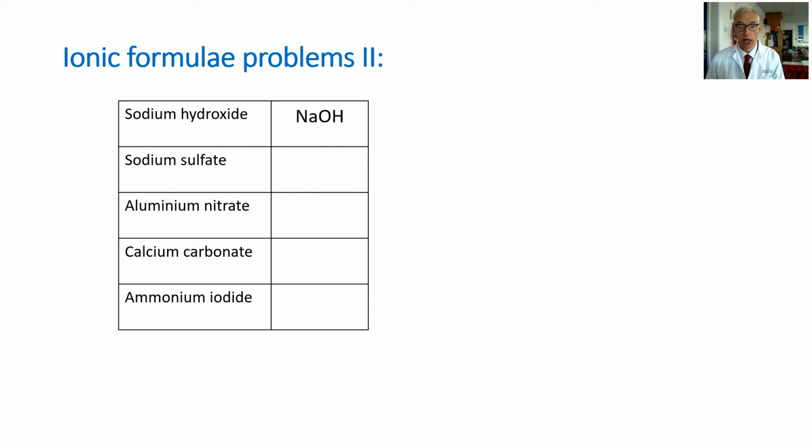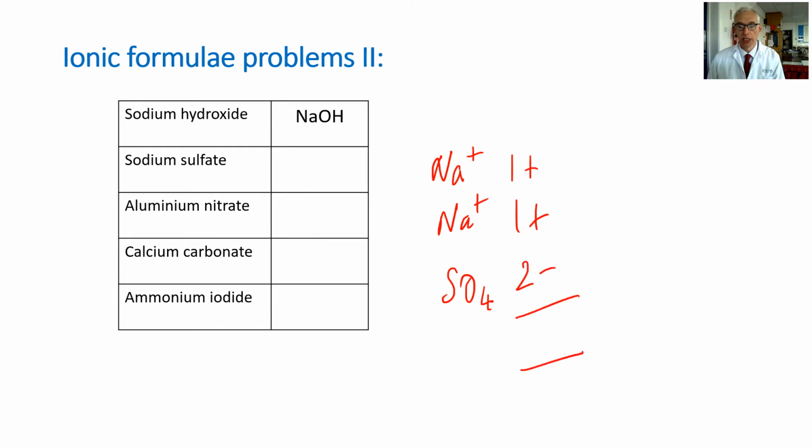Okay, so sodium is a 1+ ion. The sulfate is a 2- ion. So we need 2 sodiums to sum to 0 with the sulfate ion. So my formula for sodium sulfate is Na2SO4.